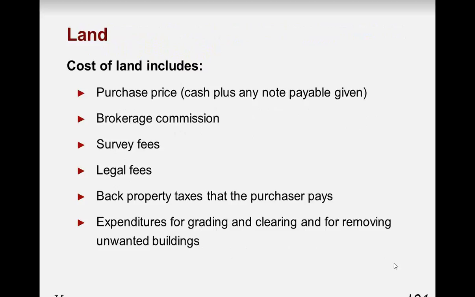This slide just talks a little bit about the cost of land. It's everything: the brokerage fees, the survey fees, the legal fees, the property taxes that the purchaser pays, any expenditures for grading and clearing and removing unwanted buildings. That's a little confusing sometimes to students, but you have to remember that when we are recording the cost of the asset, it is getting that asset ready for its intended purpose. In this case, if our intended purpose was to build a new building and there was an old building we had to tear down in the first place, then the cost of that old building is part of the land.